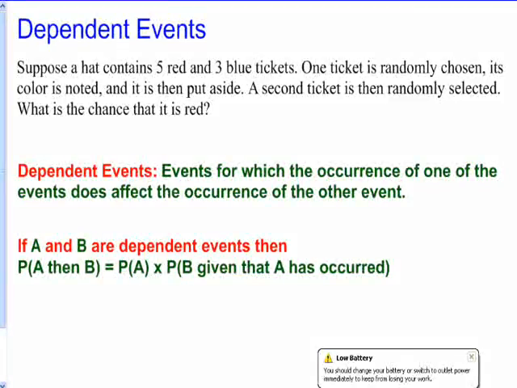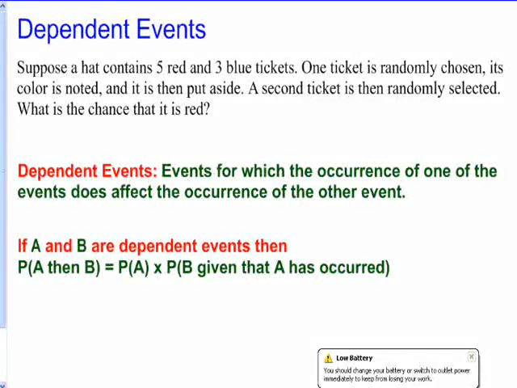So suppose a hat contains 5 red and 3 blue tickets. One ticket is randomly chosen. Its color is noted, and then it is put aside. So then a second ticket is randomly selected. What is the chance that it is a red? Okay, so it's kind of hard to see here.